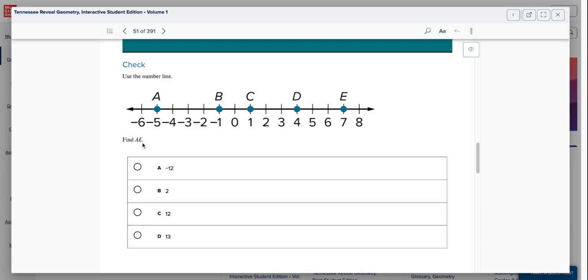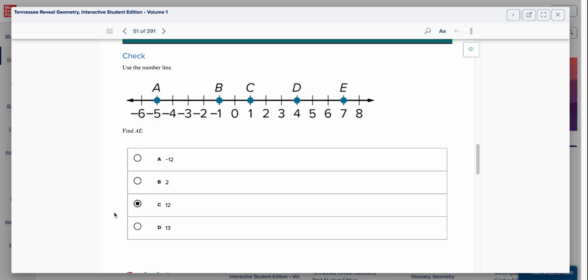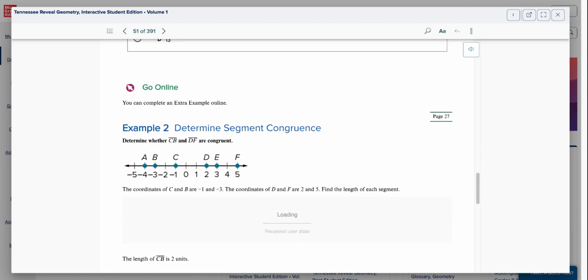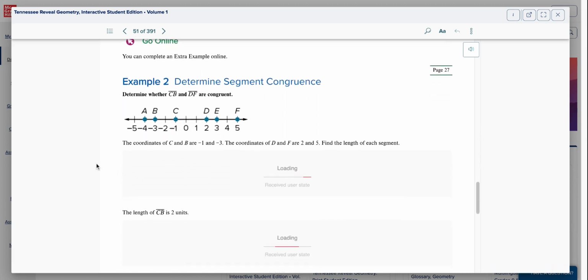I'm going to count how many times I move to get to E. So here we go. There's my A. 1, 2, 3, 4, 5, 6, 7, 8, 9, 10, 11, 12. Now, I love ACT. They're going to try and mix you up by putting the same answer with a negative, but here's the actual answer, +12. Boom, there it is. All right, if you're not understanding that, you can go online and get an extra example from your teacher. That is, if they sent it to you.